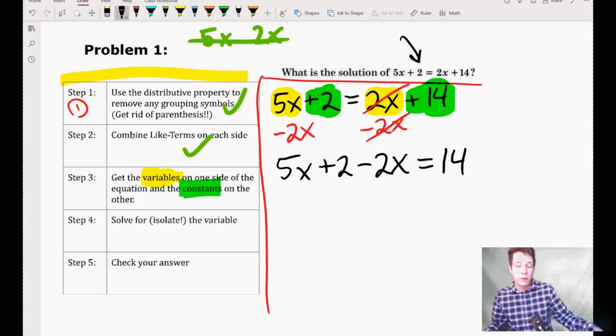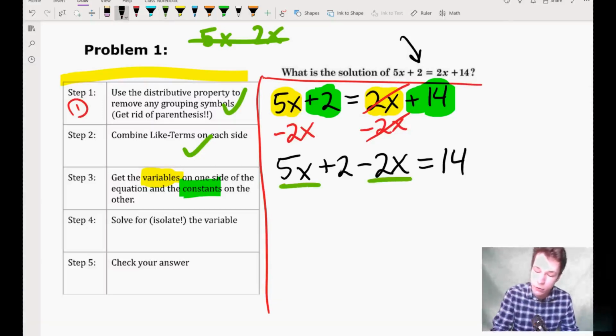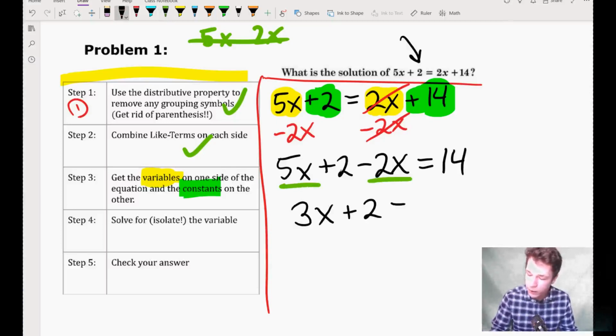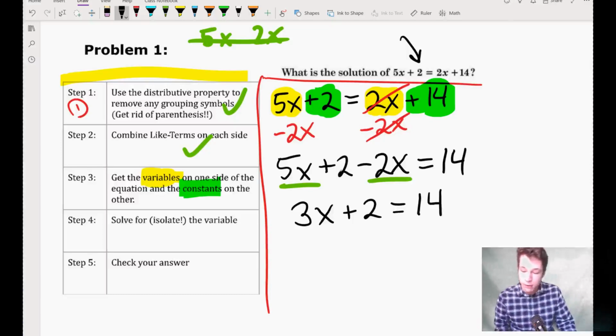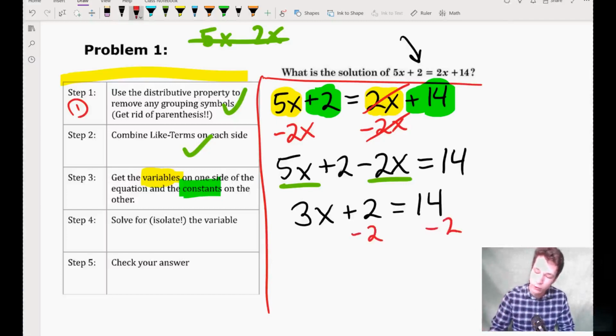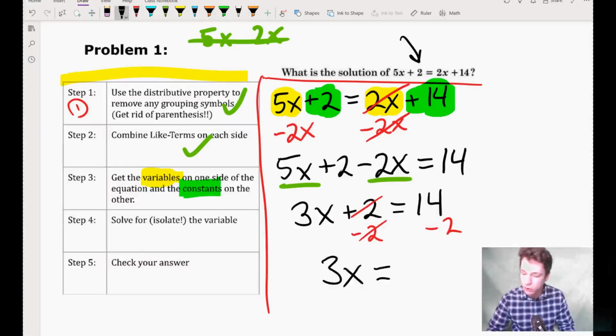Now what I like to do is take a look at step 2. After every time you go through something, take a look at step 2. Maybe we can combine some stuff. I see two like terms here: 5x minus 2x. 5x minus 2x is 3x. So I combine those like terms there, and we still have that plus 2 to take care of. Now that I want my variables on the left, I need to move my constants over to the right. I'm going to use the subtraction property once again to move this 2 over to the right-hand side. 3x is equal to 14 minus 2, which is 12.